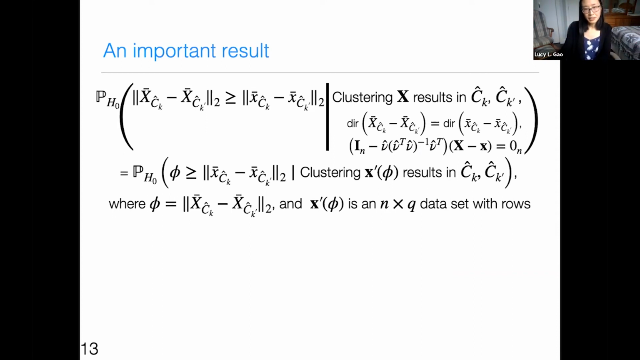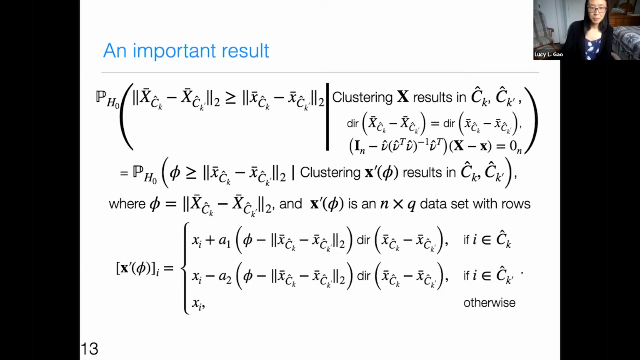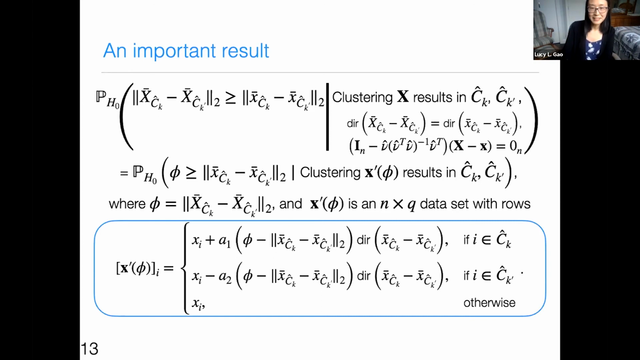And what is this n by q data set, x prime of phi? Well, it's essentially constructed by perturbing our observed data. This is the mathematical definition, but I wouldn't look too closely at it because it's much easier to explain with a picture.